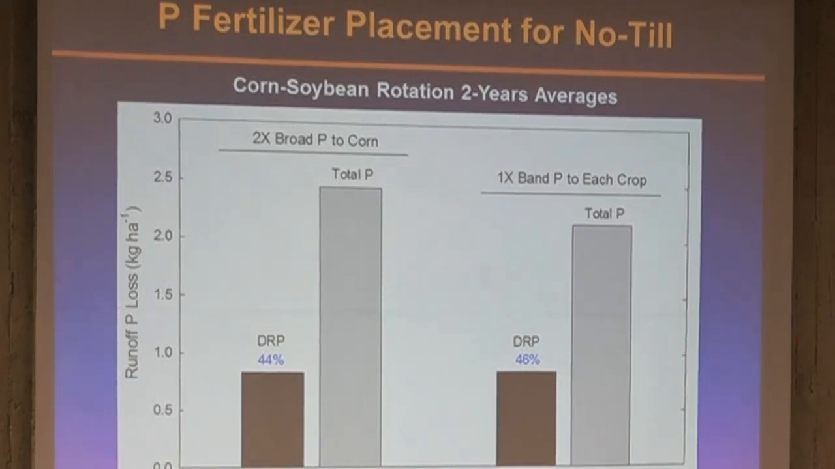So we have to go with care when we encourage subsurface application of phosphorus in Iowa, even in North Dakota. That's great for water quality, theoretically, but it's a cost to the farmer. And in these 2 years, we didn't see any difference at all. So we are continuing with this experiment.